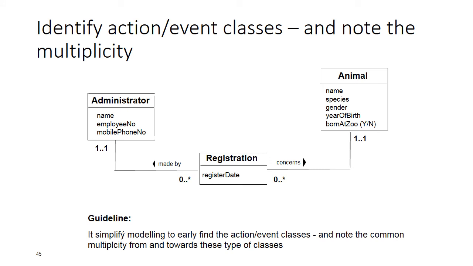Another guideline is to very early identify these action event classes, and they have this special pattern of multiplicity, not always but often, that has 0 to many as multiplicity towards the action event classes and 1 to 1 from it. And it simplifies the modeling to find these action event classes early.